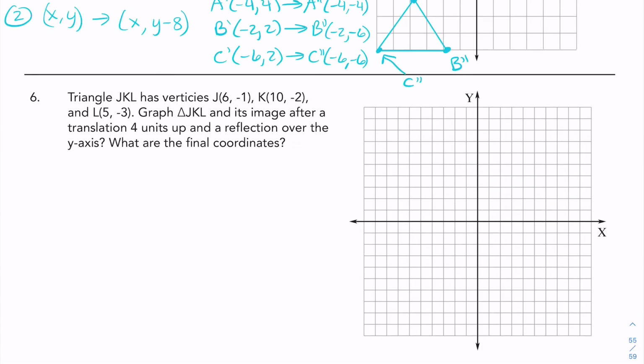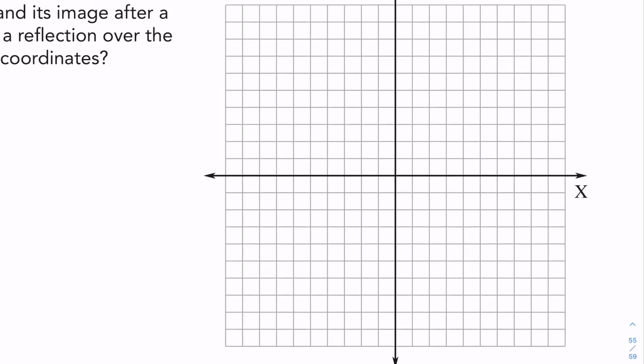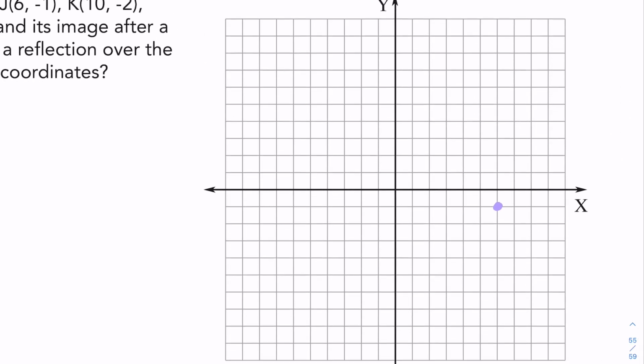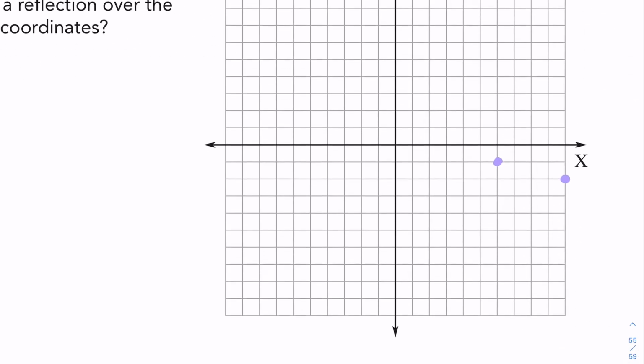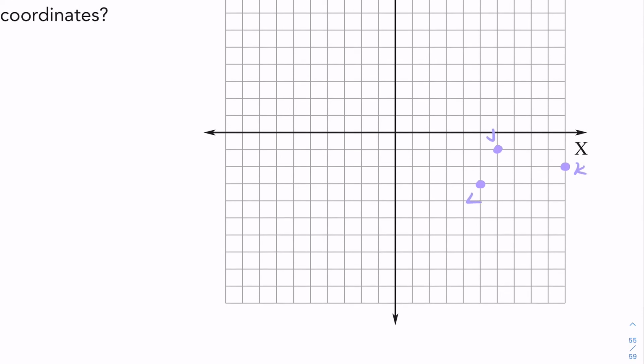Last one before this final part. Okay. Triangle JKL has vertices J at 6, -1, K at 10, -2, and L at 5, -3. And that is JKL.